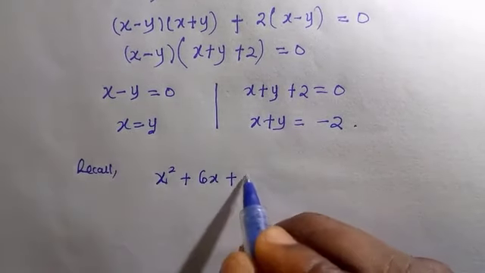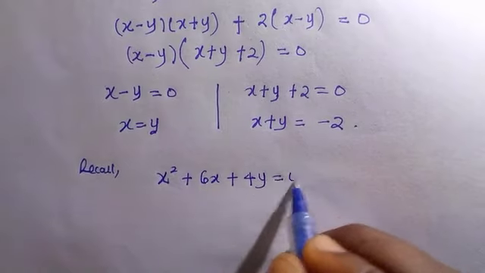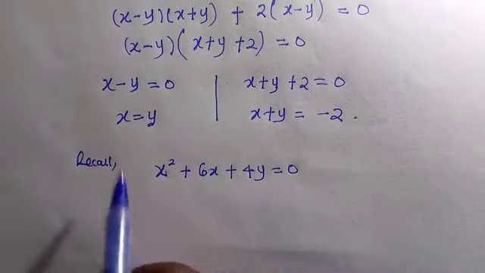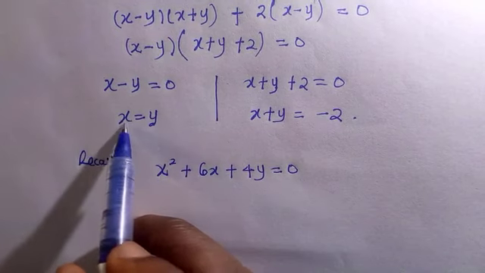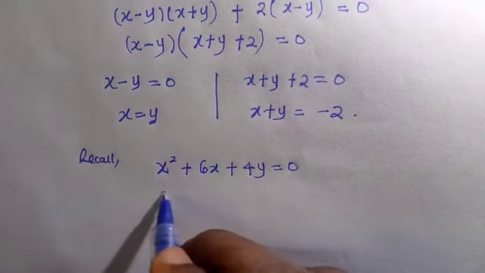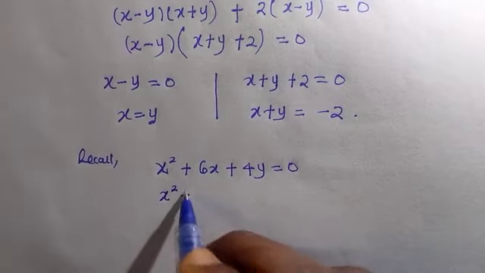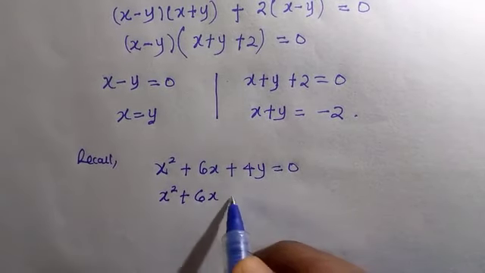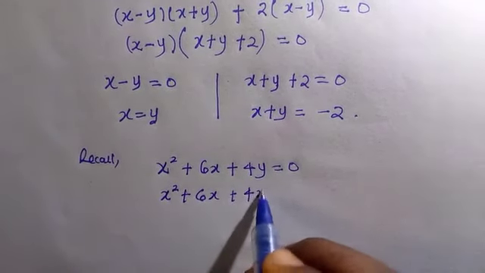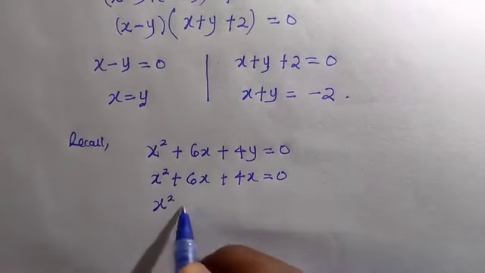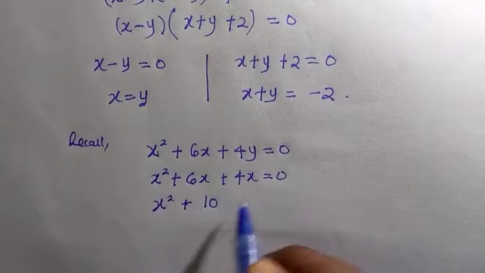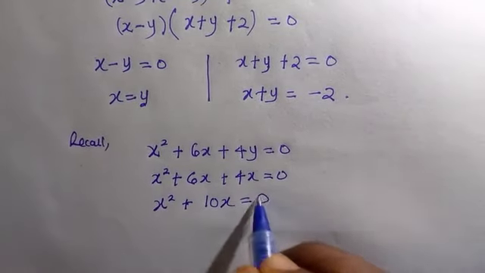So we have x squared plus 6x plus 4y equals 0. This is equation 1. If you consider the first one, we say x equals y, that is y also equals x. But I want to get x first, so anywhere we see y, we are going to replace it with x. Hereby we have x squared plus 6x plus 4x equals 0, and here is x raised to power 2 plus 10x equals 0.